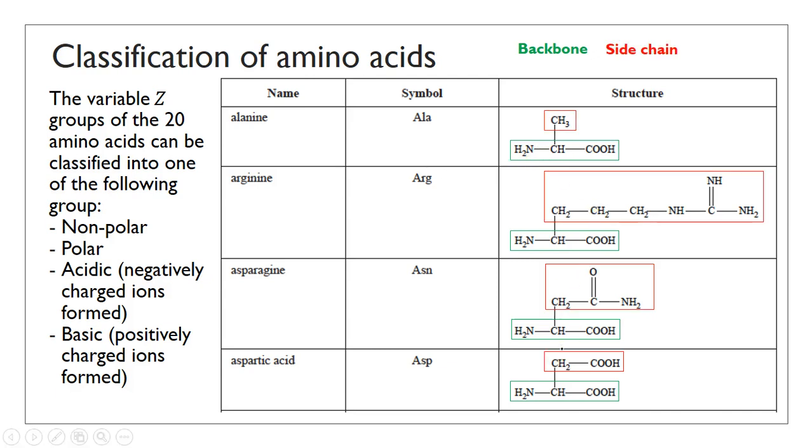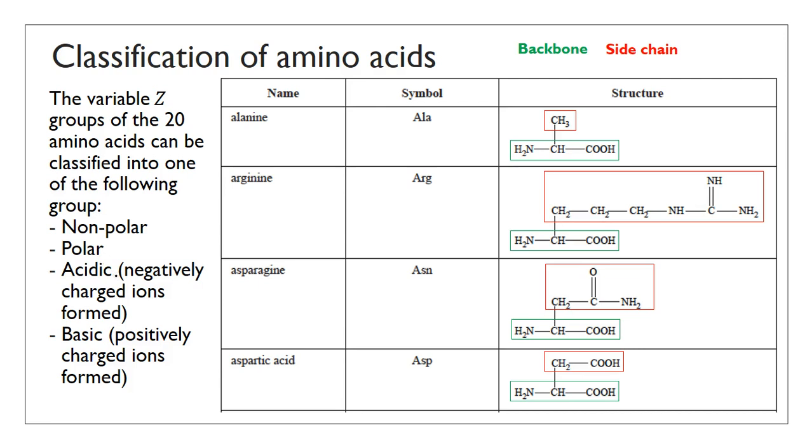What we're going to look at today is the side chains, or the variable Z group, R group. I think it's actually called Z in chemistry and R in biology. I don't care. I normally call it the side chain. And before we can start talking about the tertiary structure, we need to be able to classify these side chains into four categories. So you have non-polar, polar, acidic, or basic.